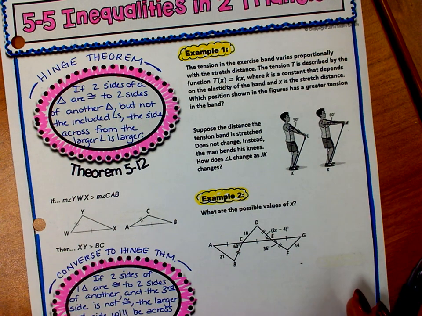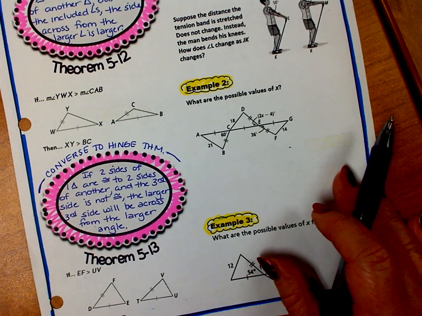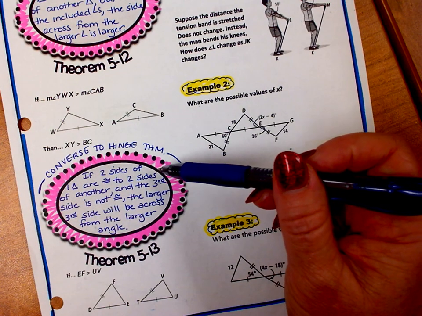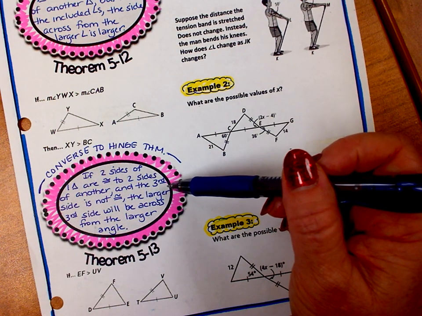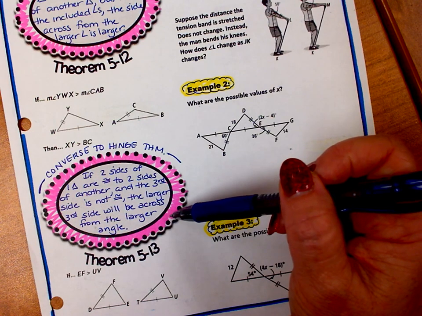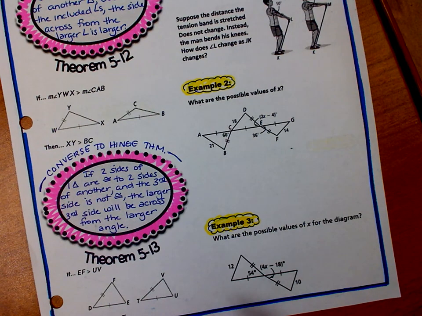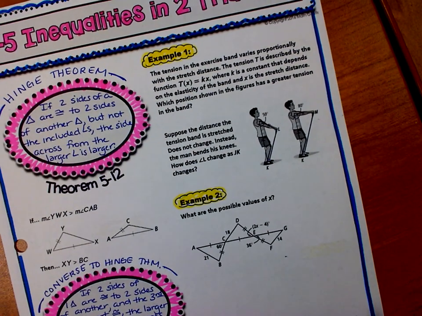And then we have the converse to the hinge theorem, which says if two sides of one triangle are congruent to two sides of another, and the third side is not congruent, the larger third side will be across from the larger angle. So it works both ways. We have our two sides that are congruent. EF is greater than UV, which means that angle D must be larger than angle T. All right, let's see how we're going to use that.